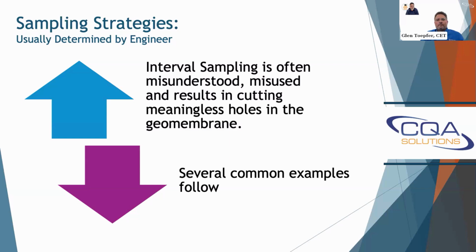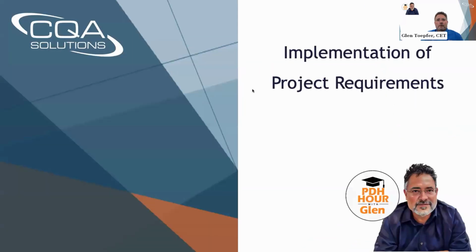But my philosophy is use the destructive samples. If we're going to cut a hole in the liner, it should be strategically placed so that we learn the most that we can, without compromising the liner integrity any more than it already is being.